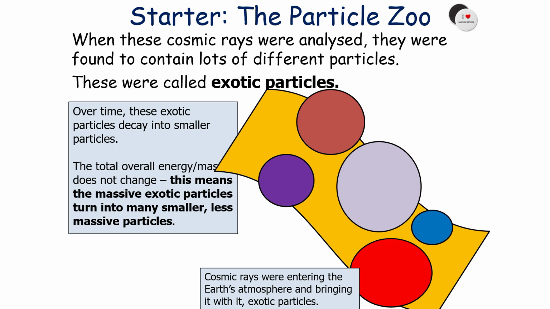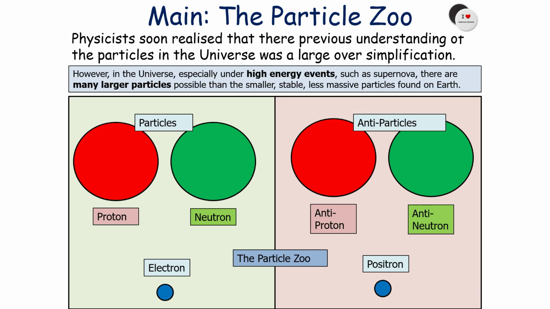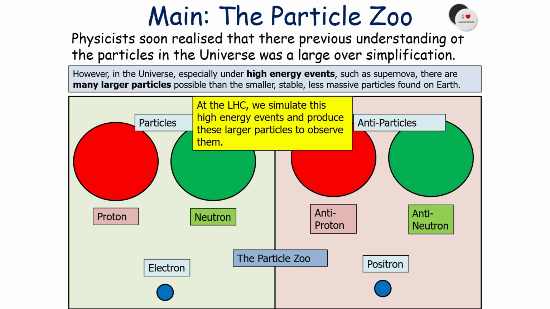Now, over time, these exotic particles decay into smaller ones. The total overall energy and mass does not change. It means that the massive exotic particles turn into many smaller, less massive particles. So we've now realised that the particles we knew about as the common particles on Earth were the smallest stable possible particles to be made, and in fact in our universe there are many more under high energy events such as supernovae. You can get many larger particles possible than the smaller stable less massive particles found on Earth. So at the Large Hadron Collider we simulate these high energy events and produce these larger particles to observe them.